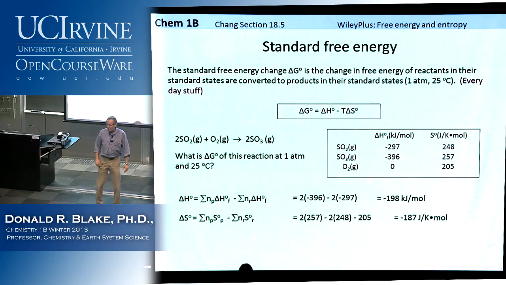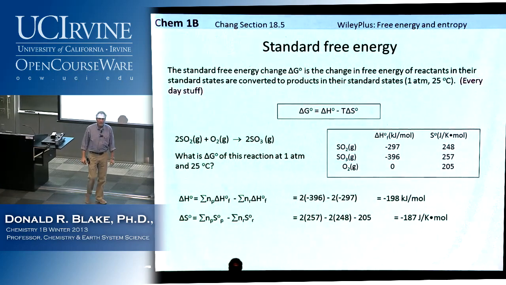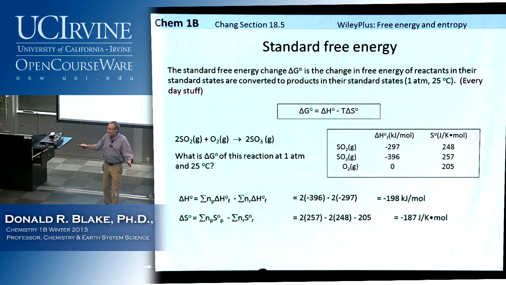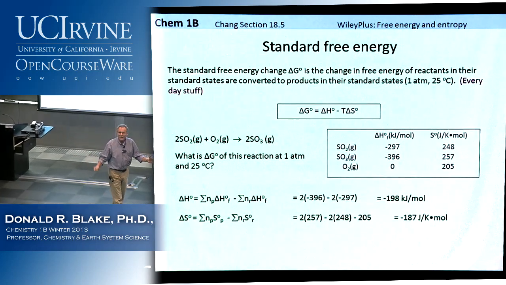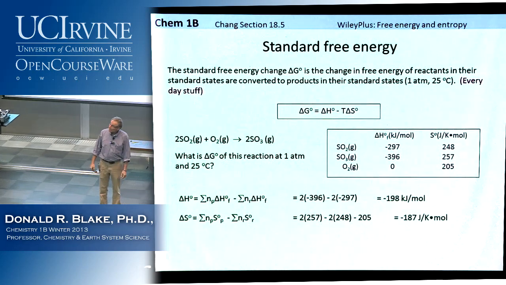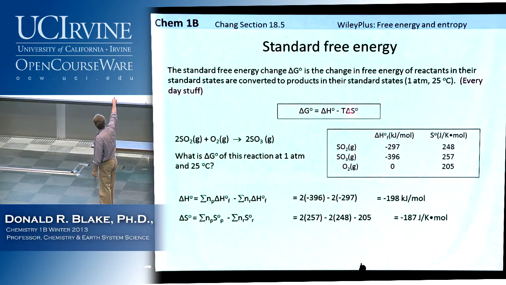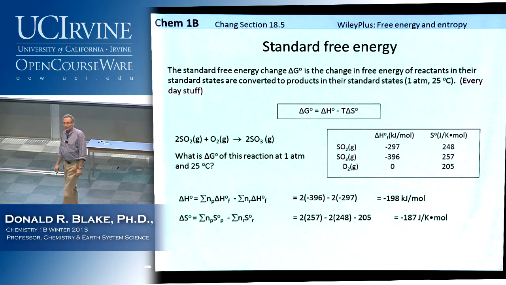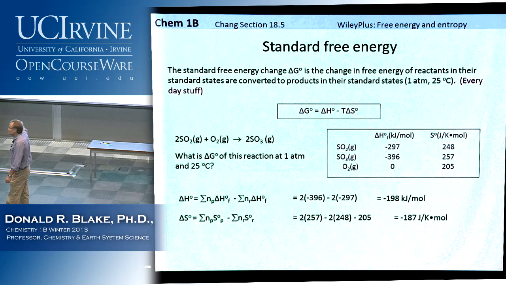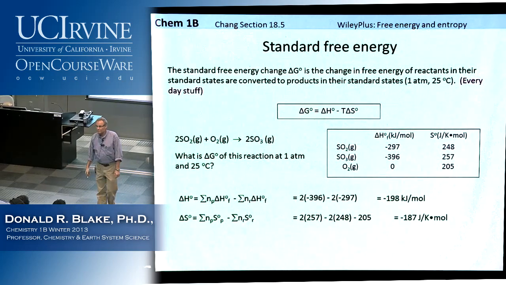Products minus reactants. This was a reactant. This was a reactant. So we have a negative delta S. Is that good for a reaction? No. Because what if you put a negative right there? A negative and a negative is a positive. So that means, folks, that this is going to make this less negative.